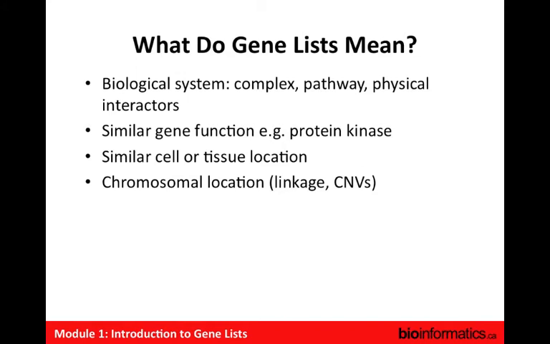So a gene list can mean different things. Most of the experimental methods that I mentioned before usually have something to do with understanding more about protein complexes, pathways, physical interactions. You might have a screen that just tries to find genes of similar function, like find me all the protein.